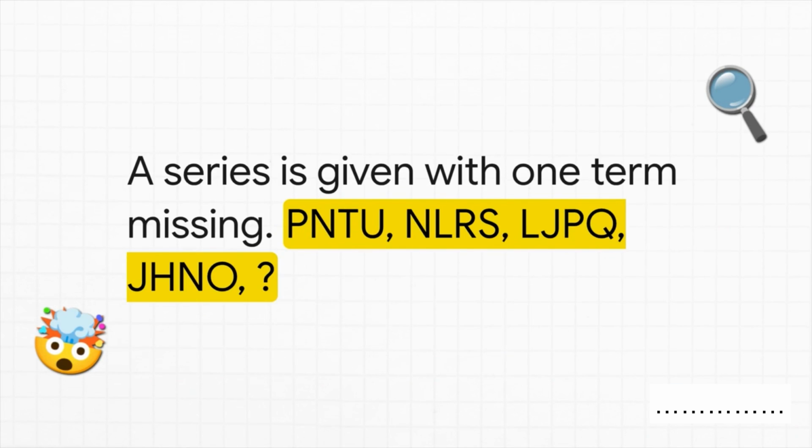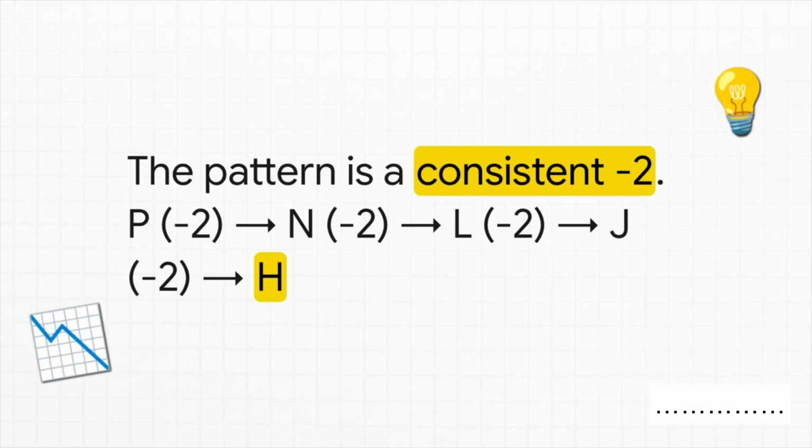All right, let's check out question 9. The series is PNTU, NLRS, LJPQ, JHNO, and we need to find the next term. Why don't you pause for a moment and try to find the pattern on your own? Okay, let's break this down.